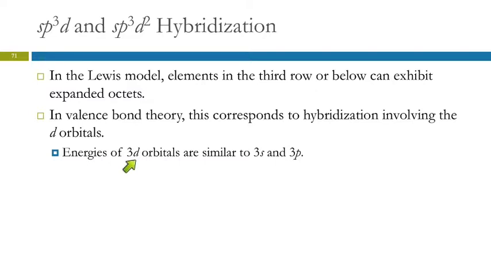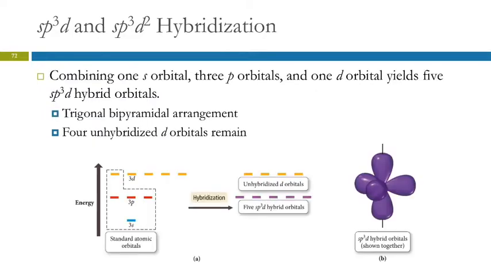The energies of 3d orbitals are similar to 3s and 3p. They're not the same, but they're not very different. And so we can pull the 3d orbitals in there and hybridize with them as well. So here are the unhybridized atomic orbitals, 3s, 3p, and 3d. There's 5 d orbitals, 3 p orbitals, and 1 s orbital. And we can hybridize different combinations.